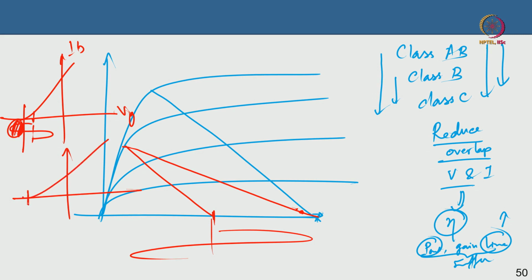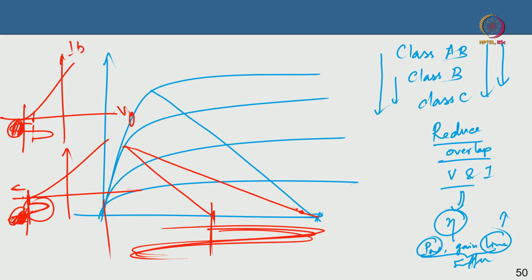If I bias it exactly at pinch off, that is class B. You are biasing exactly at pinch off, so essentially for half of the cycle of the sine of the current, there is no current because it is below pinch off. It is clipped off; only for the half do you have current. So, by clipping off, you are reducing the overlap with the voltage waveform. Your voltage will swing entirely from knee to your breakdown, but your current will not exist for a substantial part of this voltage swing; it will only exist for half of this current swing.